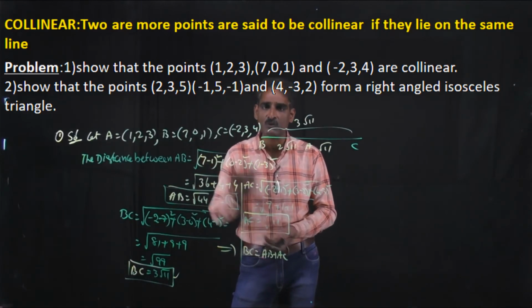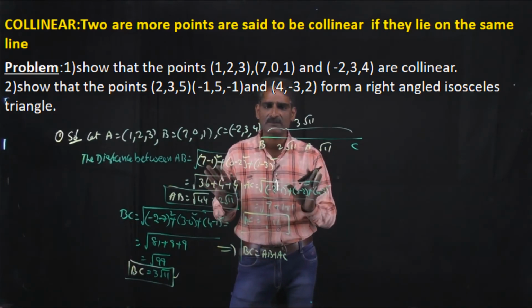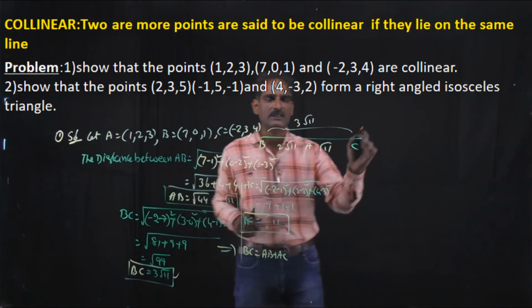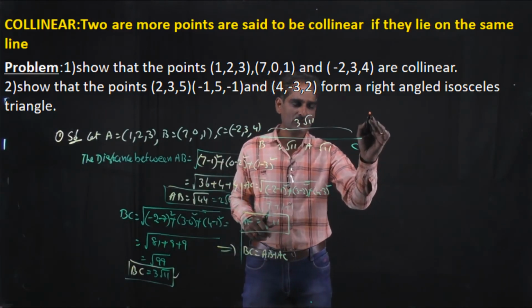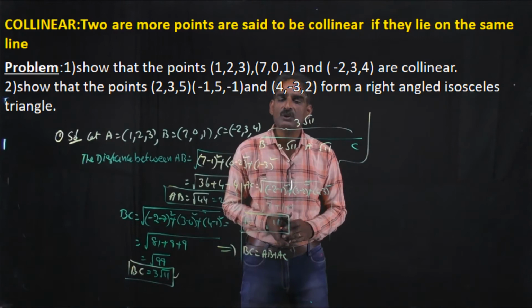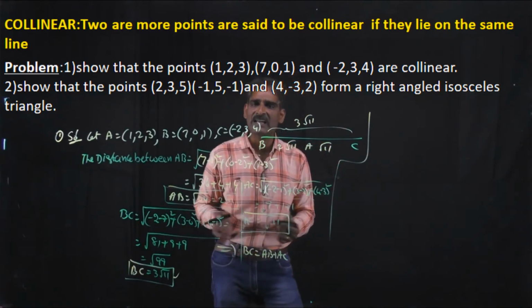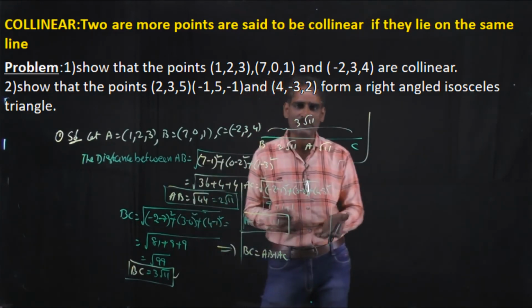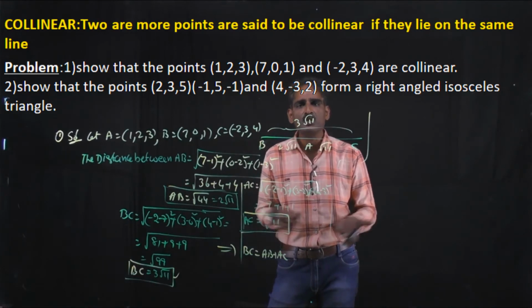Already we discussed this in 2-dimensional geometry, same way. Okay, next see the second problem. Show that these 3 points form a right angle isosceles triangle. We know the right angle property, the Pythagoras formula. Isosceles means two sides are equal.